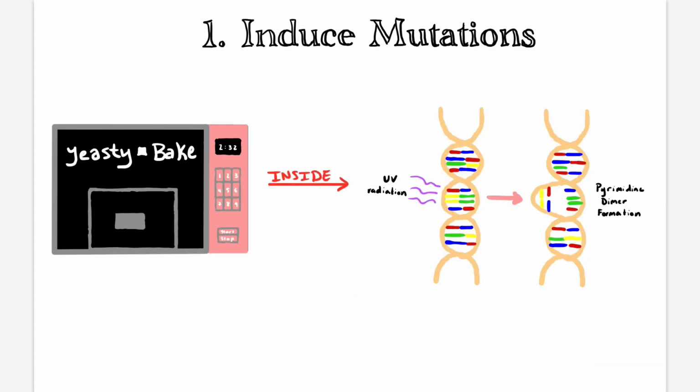In order to induce mutations in our yeast, we applied UV radiation to the colonies using our yeasty bake oven, a state-of-the-art complementation testing device found only in the Hartman lab at Yale University. The exposure to UV radiation forms pyrimidine dimers in the DNA, which if not corrected by DNA damage repair mechanisms, will result in the introduction of mutations in the genome of our colonies.